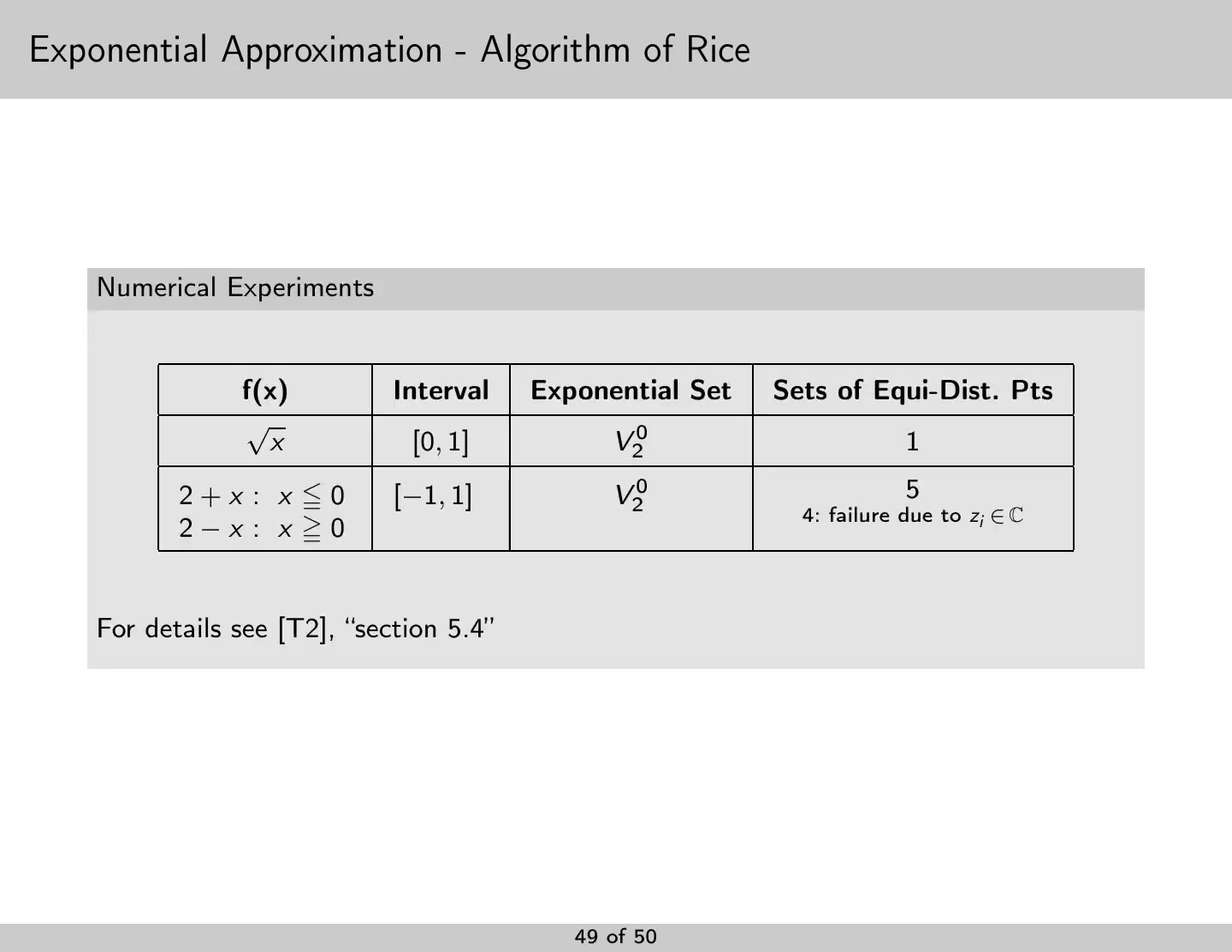The algorithm produced exponential sums for both functions shown here. However, again, this function is a good example of how laborious finding a suitable set of equidistant points may become. The algorithm of Rice was successful for only 1 out of 5 sets of equidistant points. For 4 point sets, the zeros of polynomial p are complex, not real. Check reference T2 for details.